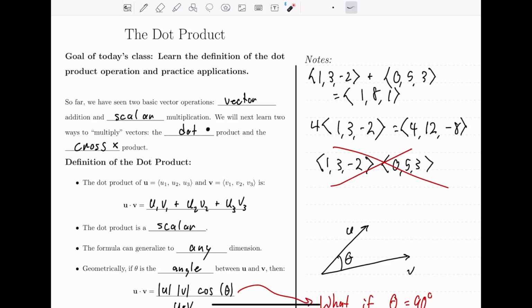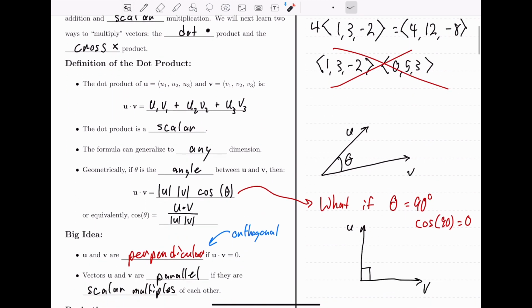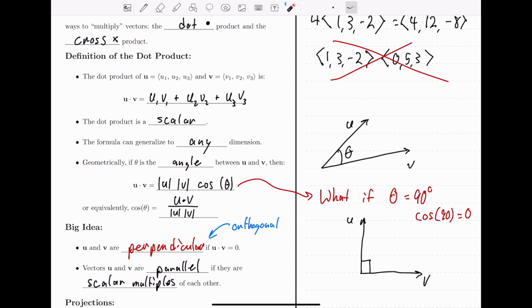In the previous video, we learned the definition of the dot product. We saw that the dot product always gives us a scalar. We start with two vectors and the output is always a scalar. We said that the dot product can generalize to any dimension, and we have a geometric interpretation of the dot product using this formula, which more often we'll think of in this form. This formula allows us to find the angle between two vectors using the dot product.